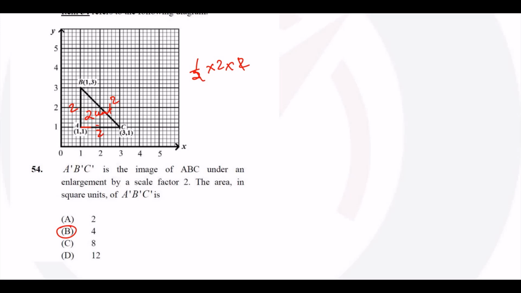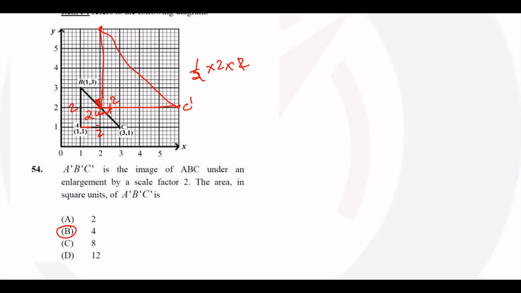Or we could test it, multiply each point by 2. So (1, 1) will now become (2, 2), which is right here. (3, 1) will now become (6, 2). So we have (6, 2) right here. So this is now C1, and this is A1. And then B, multiply the coordinates by 2. So we get (2, 6). So look, (2, 6). So we form the triangle.